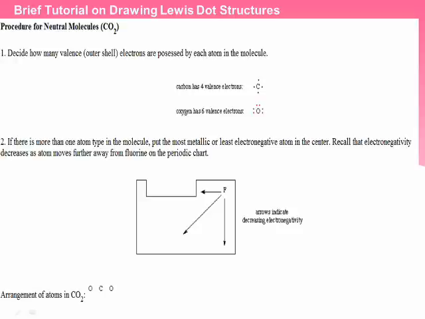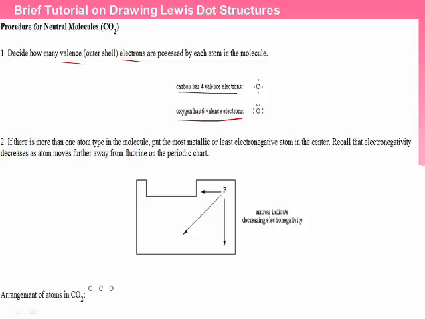So this is for a neutral molecule, carbon dioxide, for example. So you have to decide how many valence electrons each element possesses. And that's what a Lewis dot structure is anyway. It's showing the valence electrons. Now carbon has 4 valence electrons. Oxygen has 6.